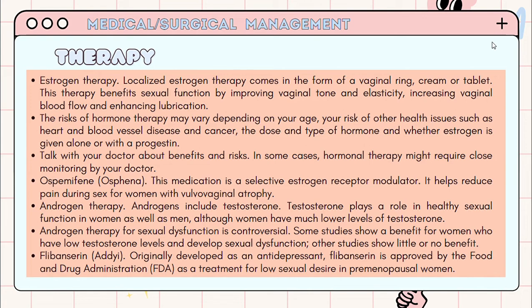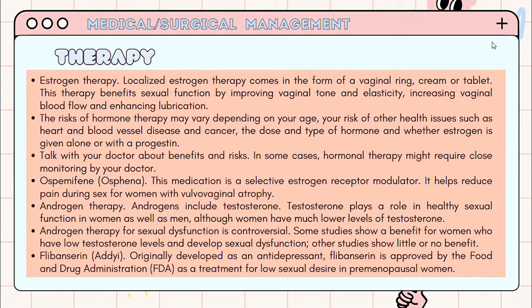So, the risk of hormone therapy may vary depending on the age, the risk of other health issues such as heart and blood vessel disease and cancer, the dose and type of hormone, and whether estrogen is given alone or with a progestin. Talk with your doctor about benefits and risks. In some cases, hormonal therapy might require close monitoring by your doctor.